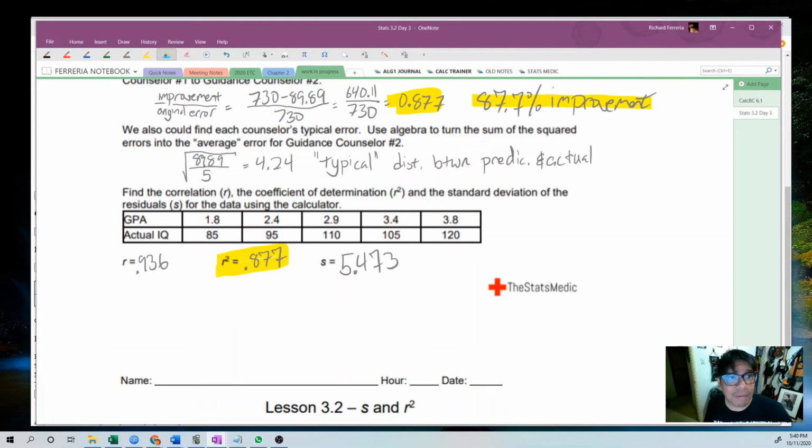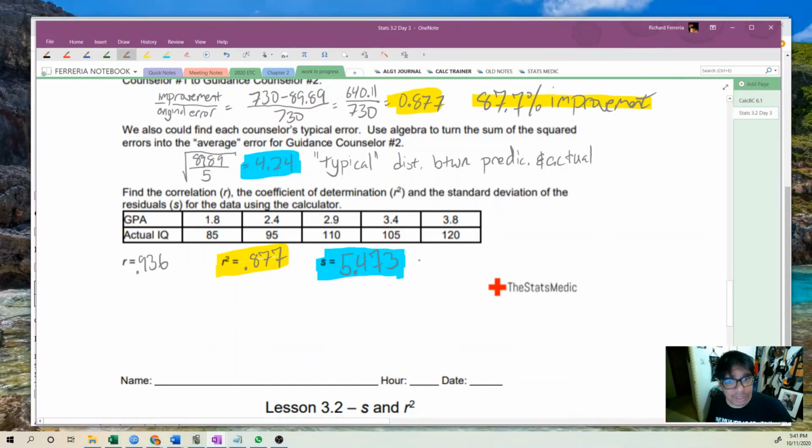So now that we have our value of s, I'm telling you that this right here is the typical distance from a predicted value to an actual value. And then if you caught me earlier, then you're probably saying, wait, wasn't that what 4.24 was? And you're right.